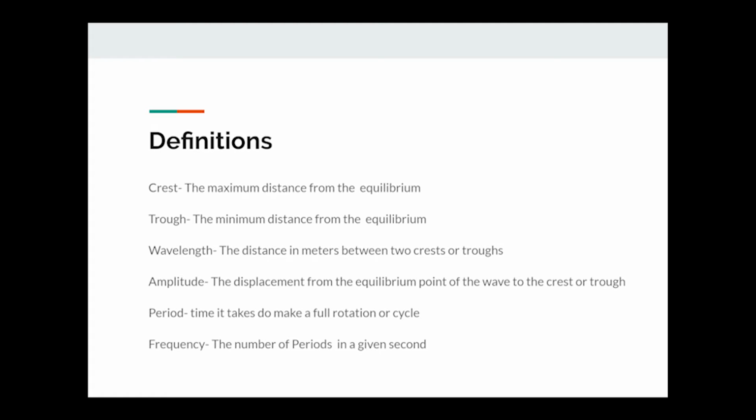Now, what weren't labeled on that graph was the period and frequency. The period is the time it takes to make a full rotation or oscillation in the cycle. Frequency is the number of periods given in a set time or within a second, typically.